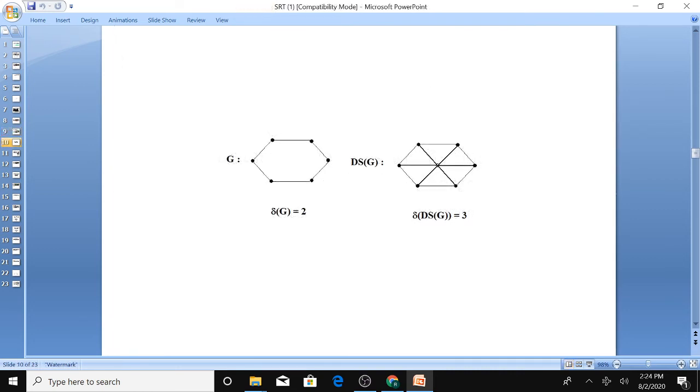Let us see some examples. See, this is a graph G where all the vertices are of degree 2. So we add only one vertex and we join that vertex to all the vertices of degree 2. So that is DS(G).